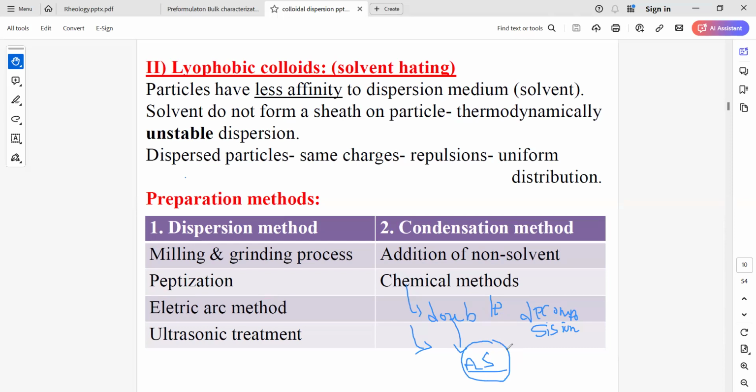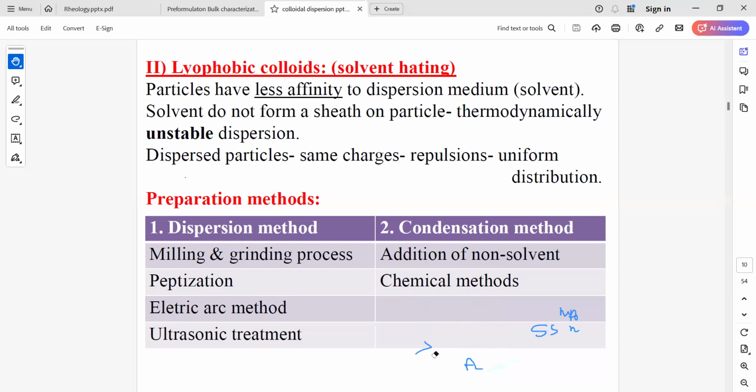Then oxidation, hydrolysis, and reduction methods. So those are the chemical methods for the preparation of lyophobic colloids. In case of hydrolysis, the example is iron oxide, I think, or iron hydroxide. So that is also covered under the hydrolysis method. And in case of the oxidation method, we consider hydrogen sulfide, I think, right? So it will be covered under the oxidation method.